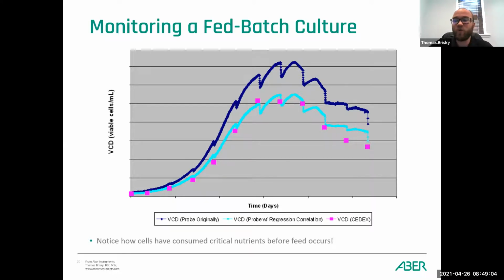However, there's an interesting point to be made here. Notice in some cases, the capacitance has started decreasing, which means the cells have started dying before the nutrient is added. Now, it could be argued that these nutrients could have been fed much sooner based on the real-time information obtained from Aber Instruments. And this would allow for a prolonging of the culture. In contrast, if you look at the offline samples, it does not provide enough detail in comparison to Aber, and the lack of knowledge in the offline measurement is very apparent.